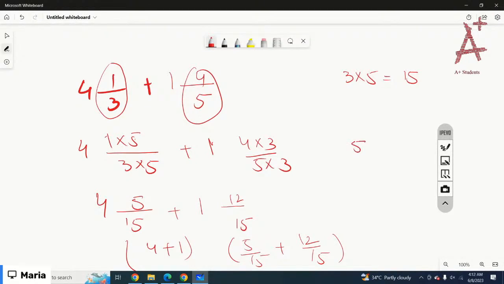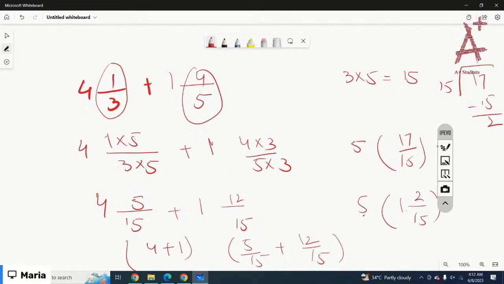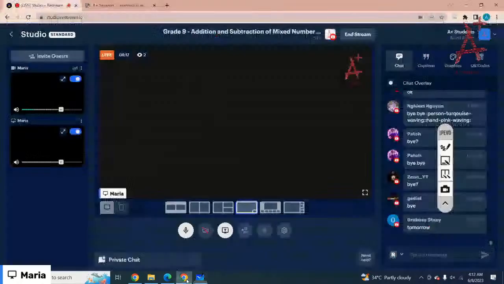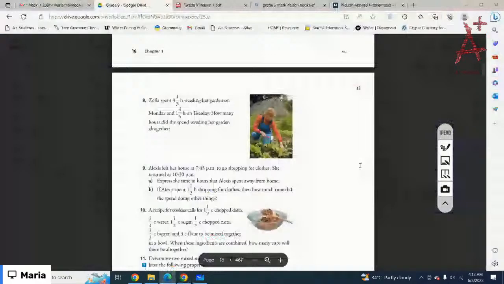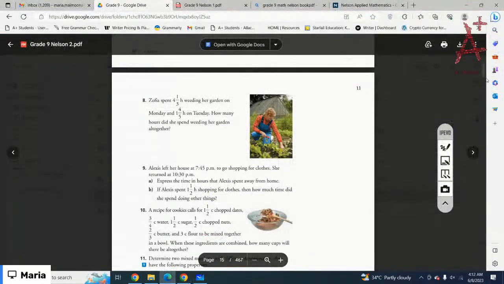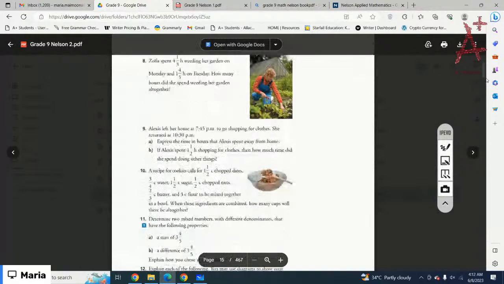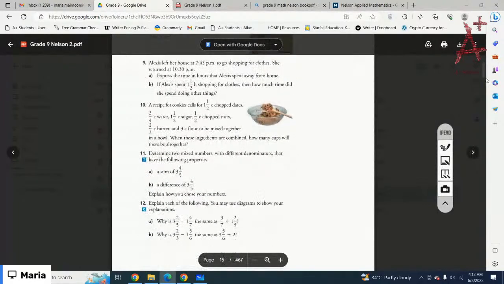So 4 plus 1 is 5, 12 plus 5 is 17 over 15. So you can divide 17 by 15. 15 times 1 is 15 and here you have 2. So you can write 17 over 15 as 1 whole 2 over 15. So 5 is a whole number and 1 is a whole number. Just add them. It would be 6 whole 2 over 15. Got it? So basically the concept here is you have to learn how to add and subtract fractions. Got it?